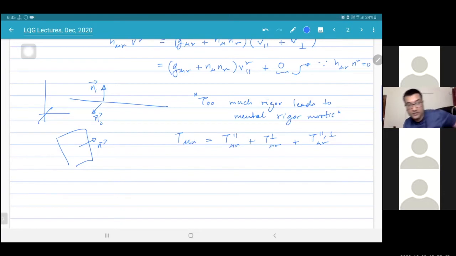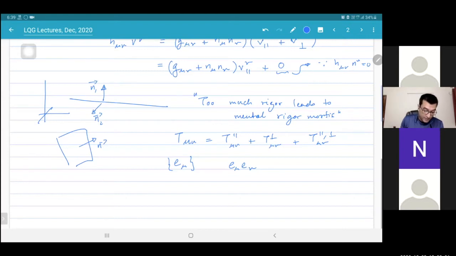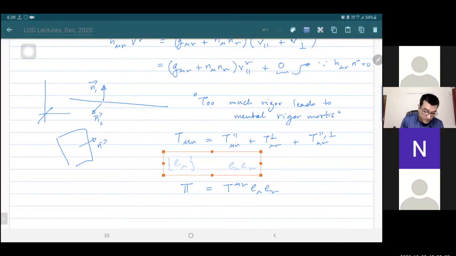Please pardon the interruption. So I was saying that if you have a tensor field, it will have components which are parallel, which are perpendicular, but it will also have components which are a mixture. The reason for this is that if you imagine your local tangent space has some basis, e_mu, then from this basis you can construct these combinations e_mu e_nu. So any tensor can be written as a sum of these.